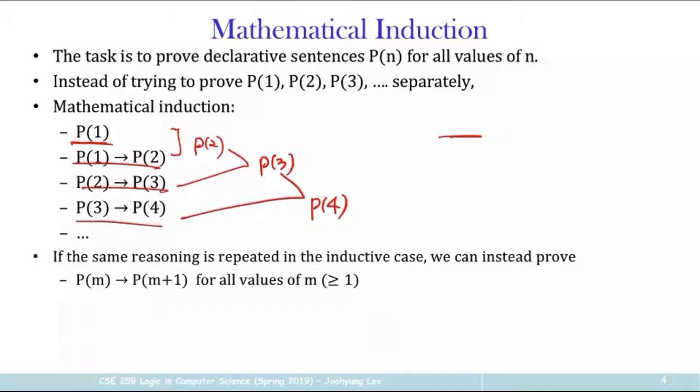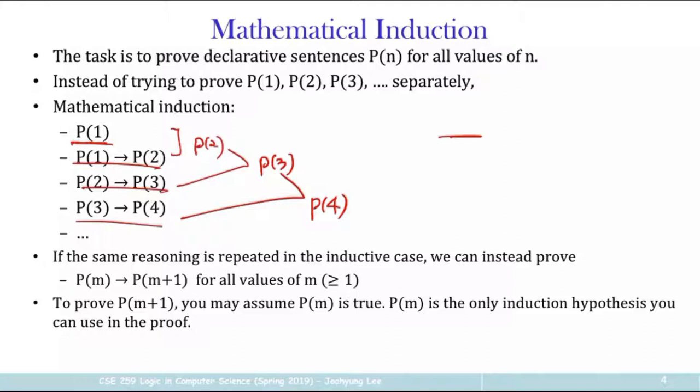And the key idea here is that if the same reasoning applies to these inductive cases, then we can write them as a single step, abstracting away all the values of m. Okay? So what it means is to prove the case of P of m plus 1, you assume that P of m is true and try to prove P of m plus 1 using that assumption.